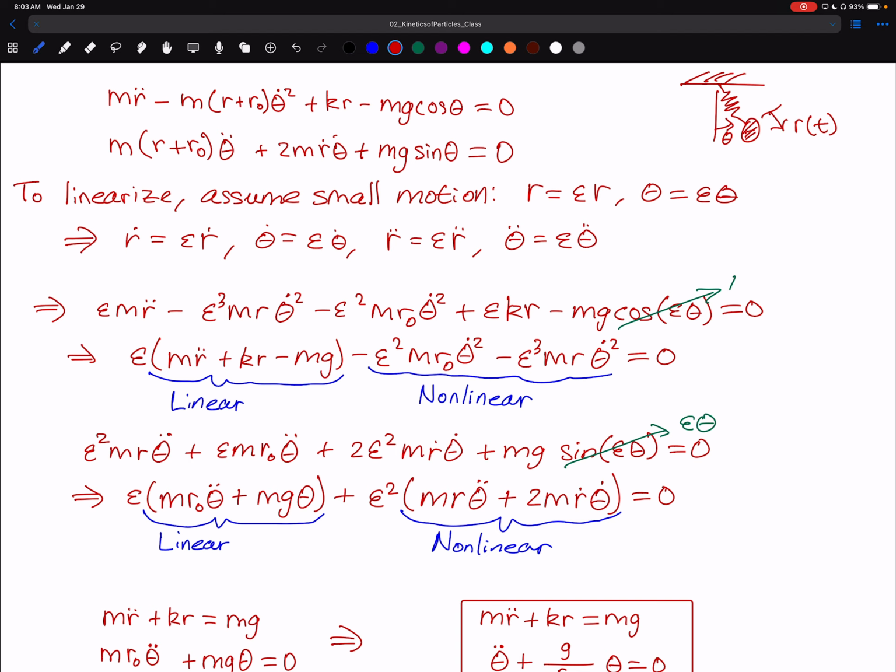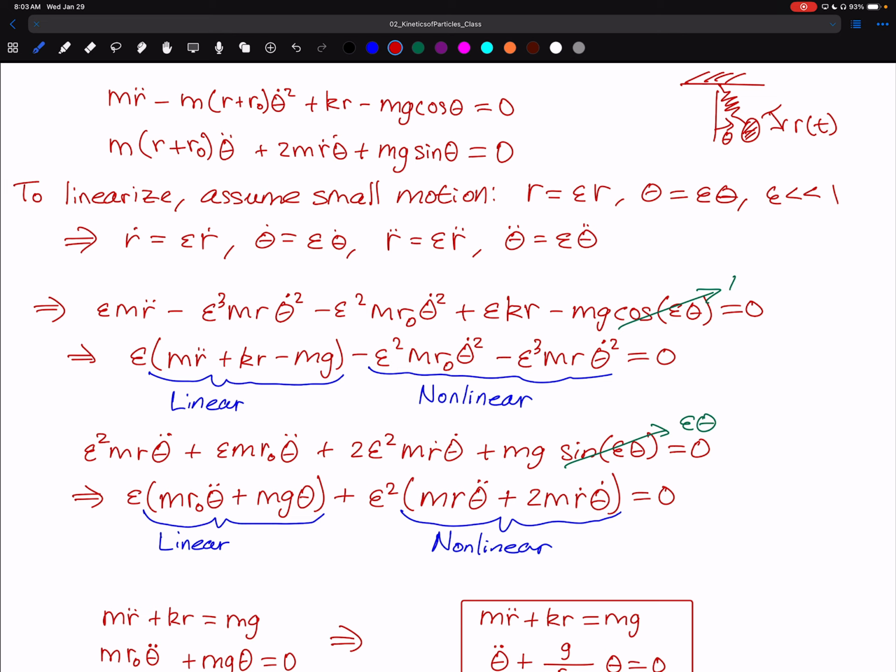So I went back and checked what we did wrong, and for this problem we do need to assume small motions. In this case we'll recast R as epsilon times R, and theta is then epsilon times theta, where epsilon is much less than 1. So epsilon is a very small parameter. And then this just propagates down into the derivatives.